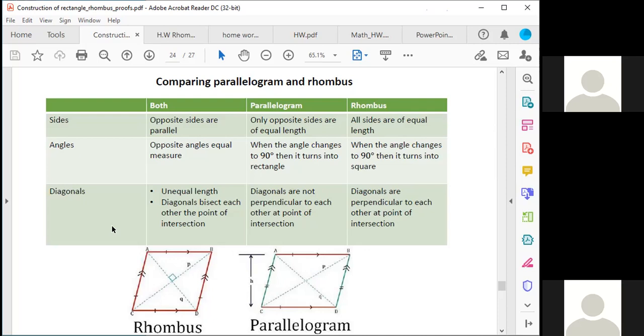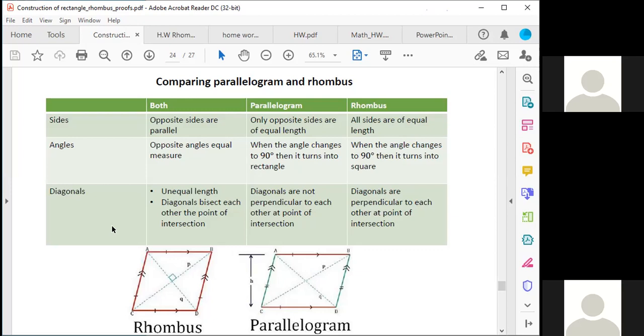Angle wise, I think it will be the same across the board. Opposite angles are equal, and that will hold for both the parallelogram and the rhombus. Yes, of course, if one angle is a right angle, then it will happen. But when you are comparing any two quadrilaterals, you don't want to get into their special cases.